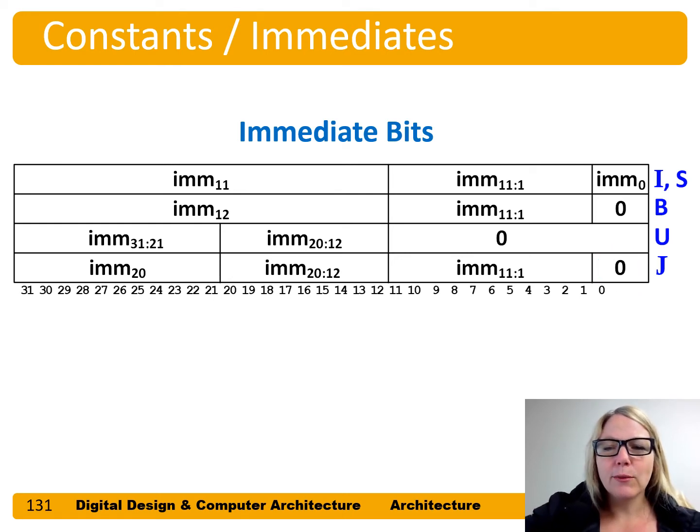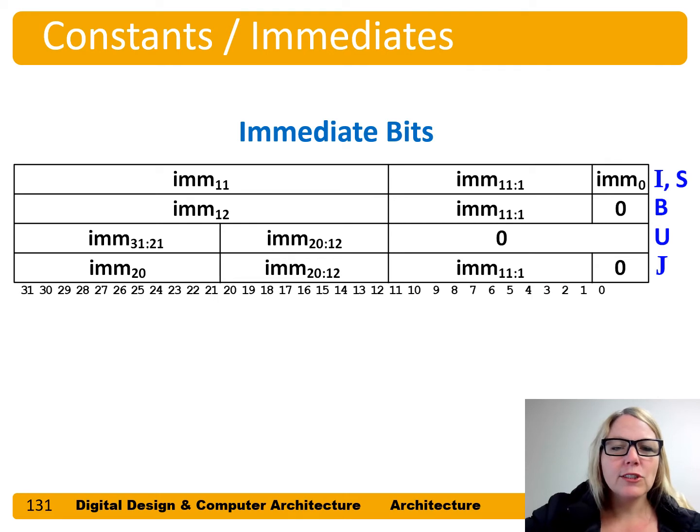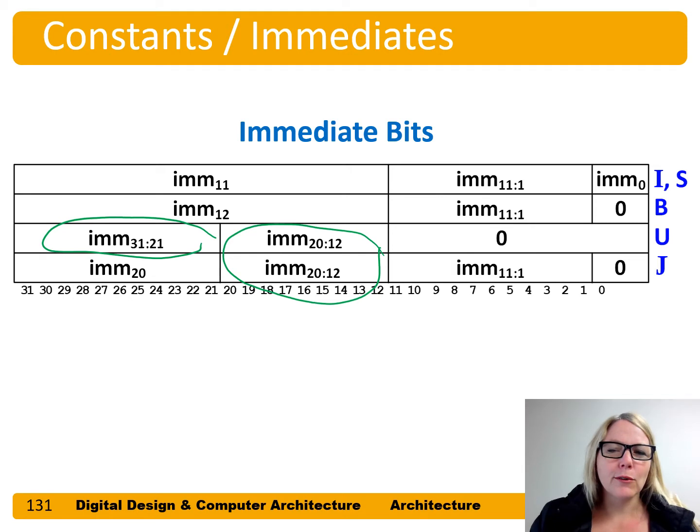And we've written it this way to emphasize the kind of regularity across the immediates. So immediates, bits 11 to 1, all of the formats except U-type encode those bits. For U and J-type, they both encode bits 20 to 12, and U-type encodes, on its own, those higher bits 31 to 21.